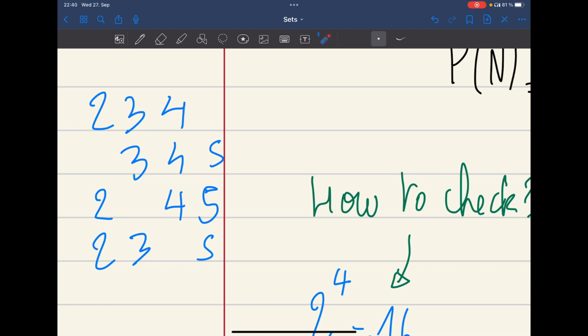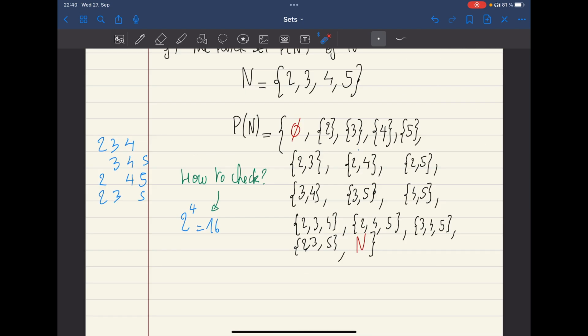There are many ways to understand it. And now n, because it's only the subset of n with 4 elements. Don't forget the empty set and the set itself.